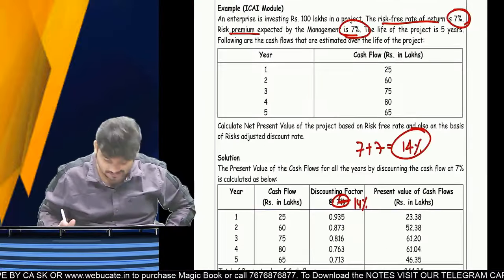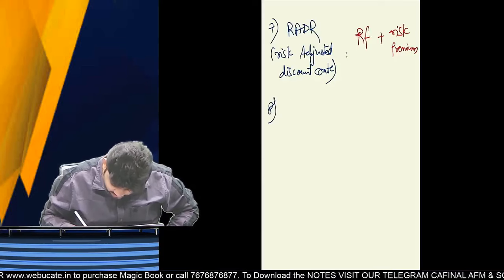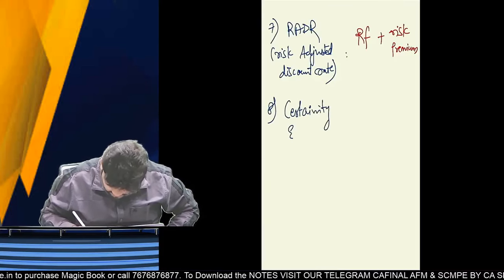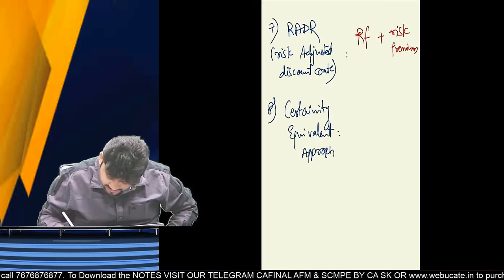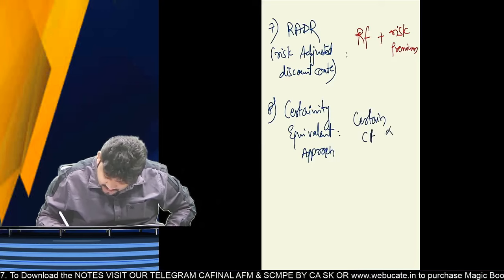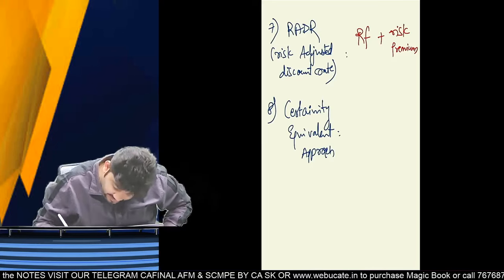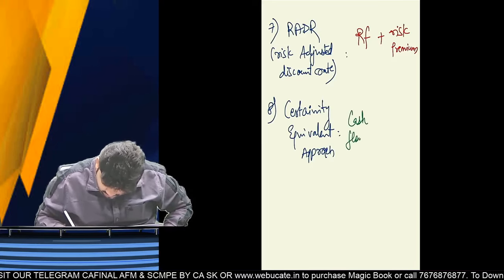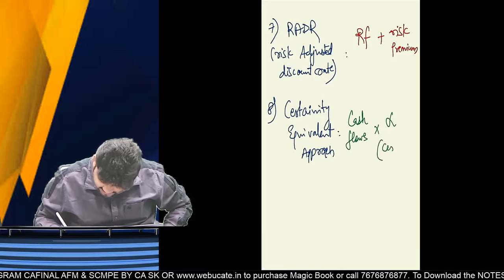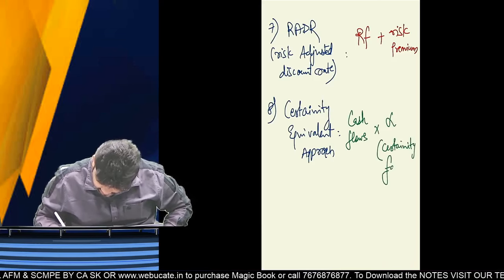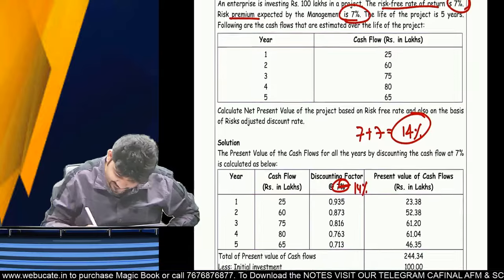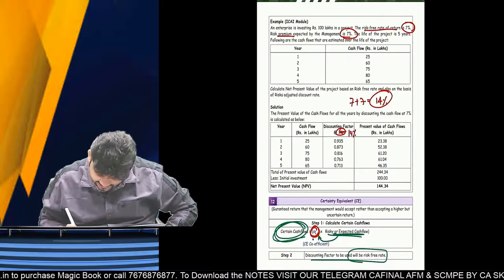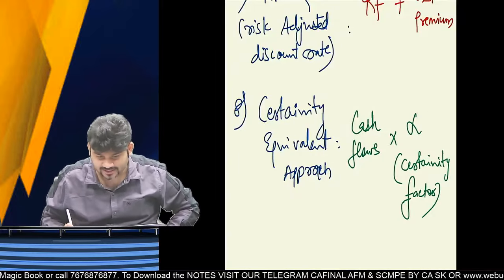Okay, then we moved on to the certainty equivalent, the alpha. So the eighth formula was the certainty equivalent approach. So it is certain cash flows, or cash flows into certainty factor. I'll write here cash flows into alpha, certainty factor. Gotcha? Done. Alpha into expected cash flows, risky or expected cash flows. Done. Yeah, so far so good.